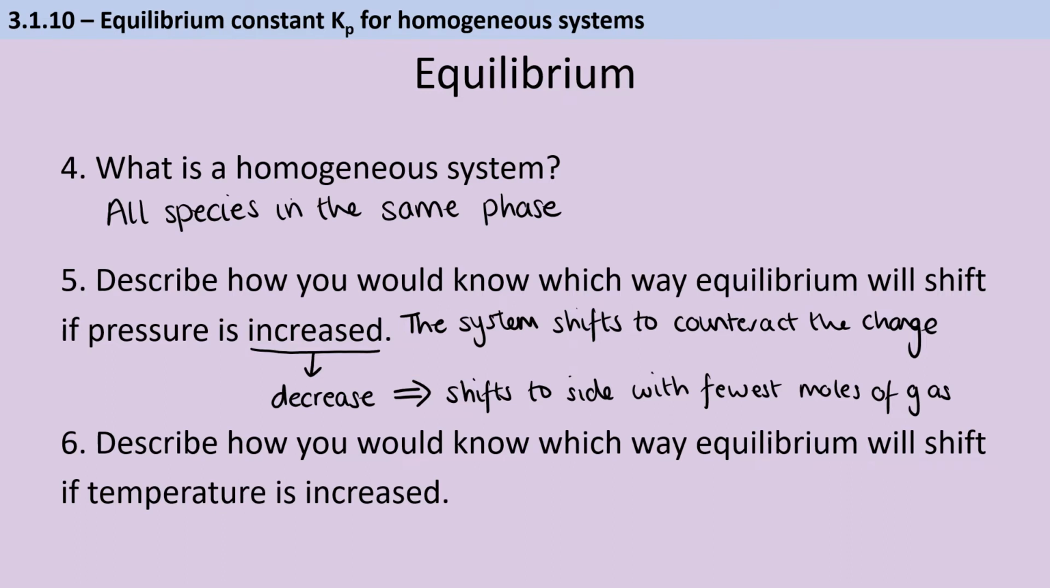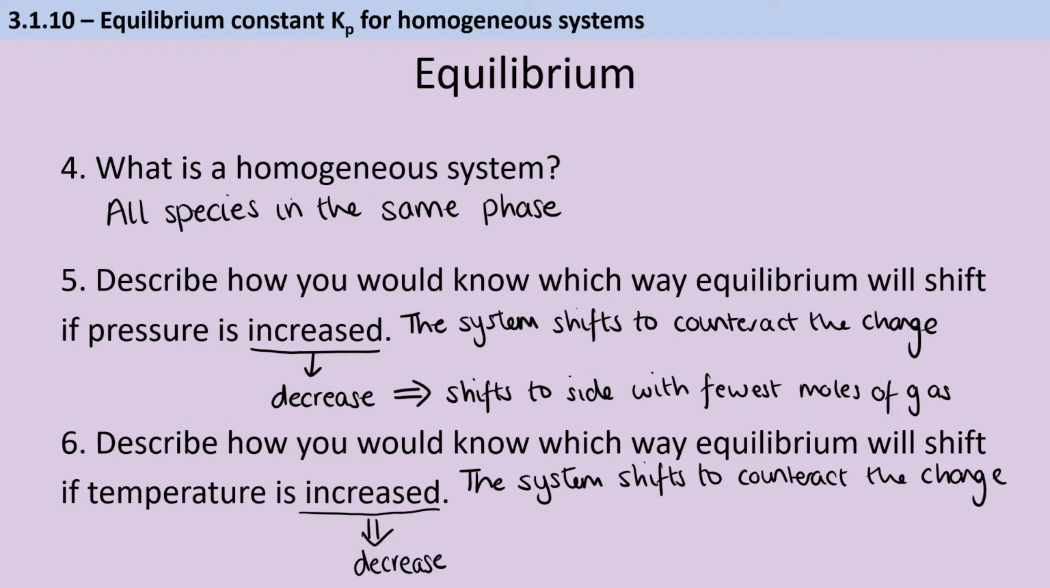In a similar way, if we're looking at the impact of temperature, again, Le Chatelier's principle tells us that the system shifts to counteract the change, and so if the temperature has been increased, it's going to shift to decrease, and therefore that will favour the endothermic reaction. So whichever reaction is endothermic, whichever reaction has a delta H value that is positive, that is the reaction that we favour, and therefore the equilibrium will shift accordingly.